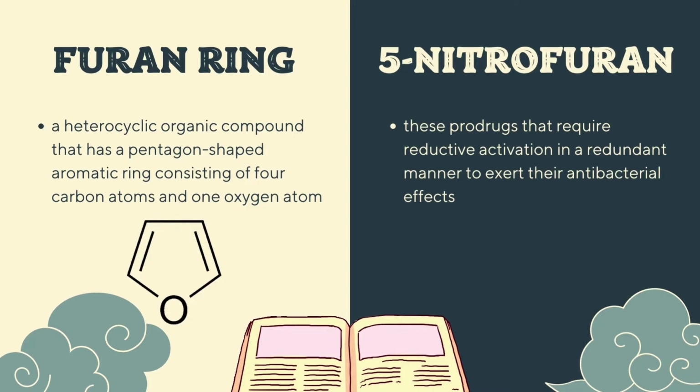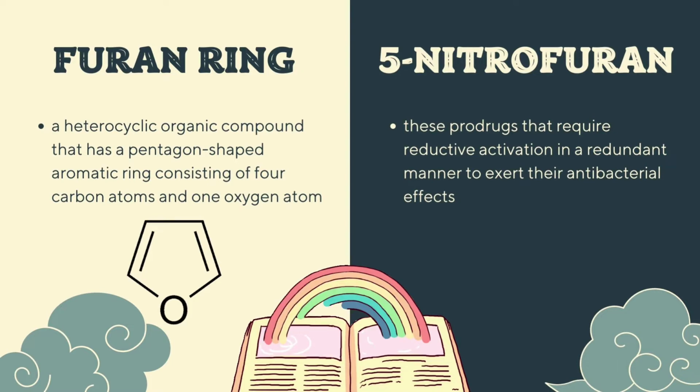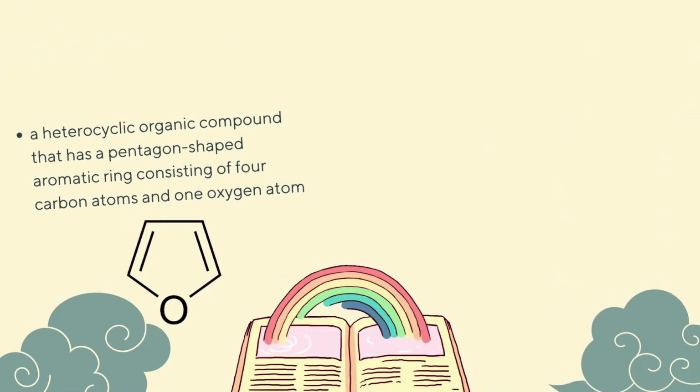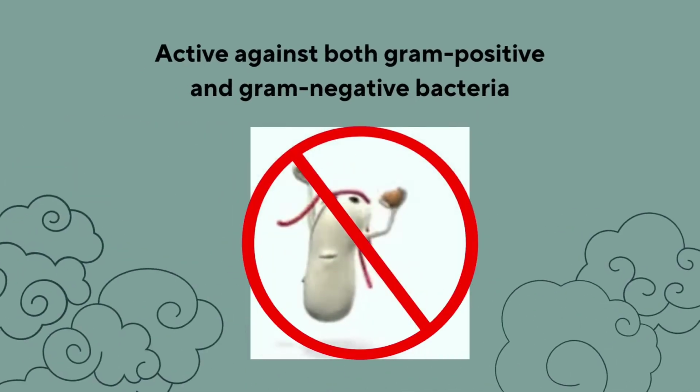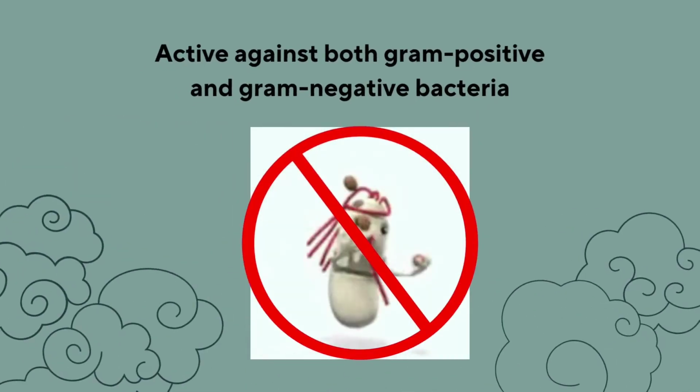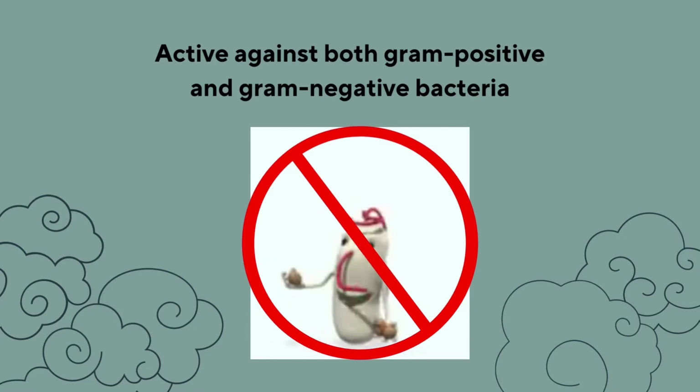Meanwhile, 5-nitrofurans are prodrugs that require reductive activation in a redundant manner to exert their antibacterial effects. Furthermore, nitrofurans are active against both gram-positive and gram-negative bacteria such as Salmonella, Coccidia, etc., although their efficacy is unremarkable in comparison to other antimicrobial chemotherapy drugs.